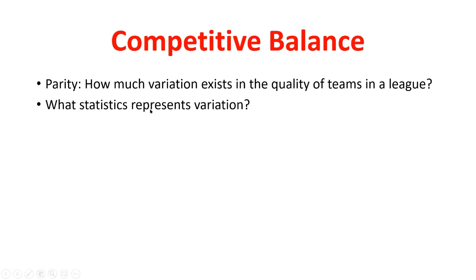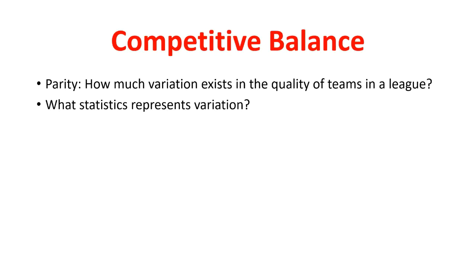What statistics might you be aware of that would capture the competitive balance in the league or measure variation in quality? If I have the wins of every team, or in some individual sports maybe the players, what are some statistics I could use to measure variation? You don't remember anything from 221? The variance, all right, standard deviations.